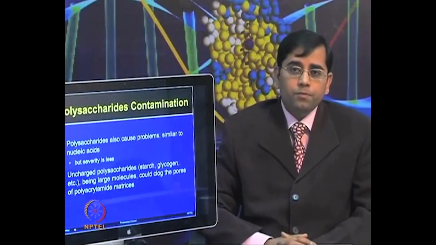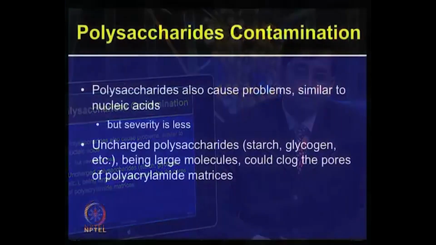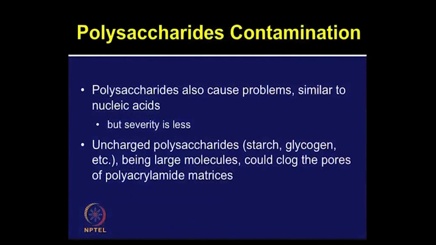So, now let us talk about polysaccharide contamination. Similar to the nucleic acid, polysaccharides may also cause problems. However, the severity will be less as compared to the nucleic acid contamination. There are different types of uncharged polysaccharides such as starch and glycogen, and these are very large molecules. So, they can clog the pores of polyacrylamide matrices, similar to what we talked about for the nucleic acid.